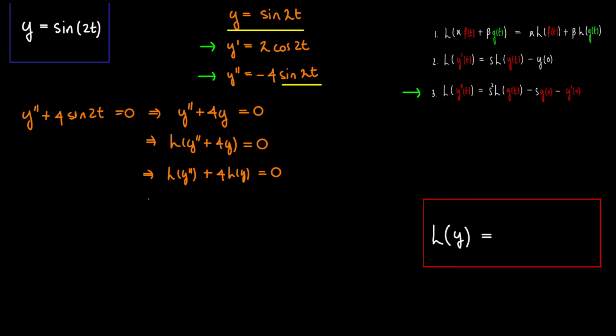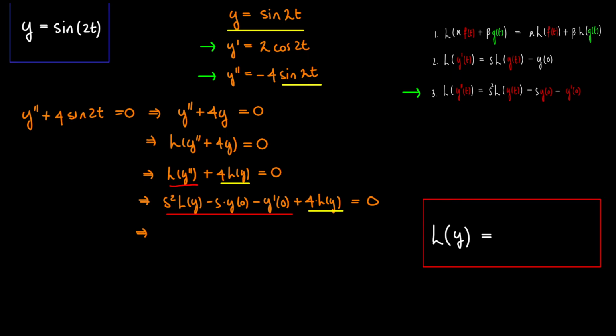Great, so now we're in a position to use this formula here, and let's do exactly that. So we get that this is just equal to s squared times the Laplace transform of y, and then we have to subtract s times y of 0 minus y prime of 0. And then I have to remember to add 4 times the Laplace transform of y. All of this should be equal to 0. Just to be clear, this here is exactly equal to this, and I did nothing to the 4L of y. So we really are dealing with the same equation here.